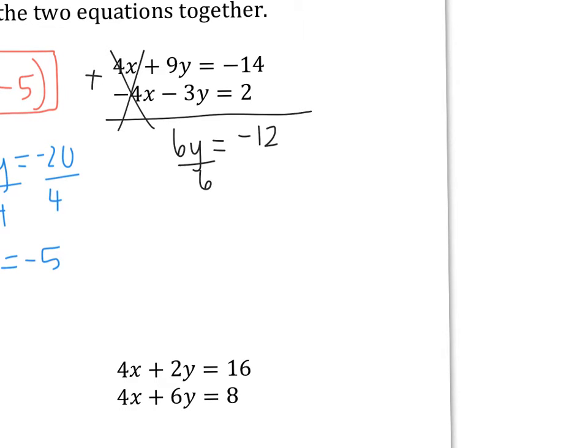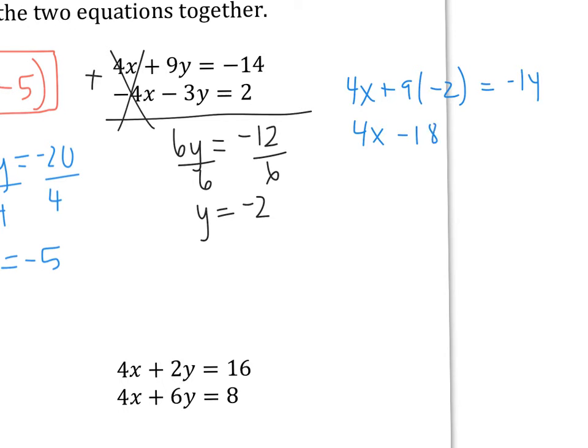Then I'll divide by 6 and get y equals negative 2. Now I have my y-coordinate, but now I have to plug that back in to find my x-coordinate. So 4x, maybe I'll go right over here to the side so I'll have more space. 4x plus 9 times negative 2 equals negative 14, so I plugged it in that top equation. Get 4x minus 18 equals negative 14.